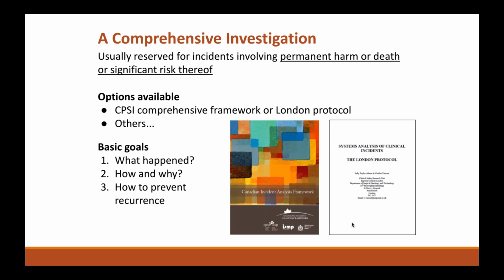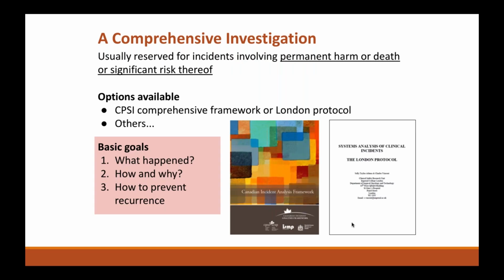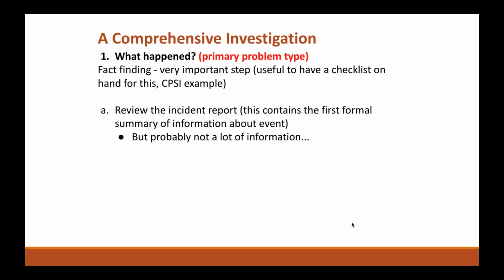But regardless of the protocol that we're using, we have some basic goals, and these are to determine what happened, how and why it happened, and how to prevent recurrence. Okay, and if we think back on the anatomy of an incident that we saw earlier, we know that what happened is the primary problem type. We know that how and why it happened are the contributing factors, and how to prevent recurrence. These are the recommendations that come out of the analysis.